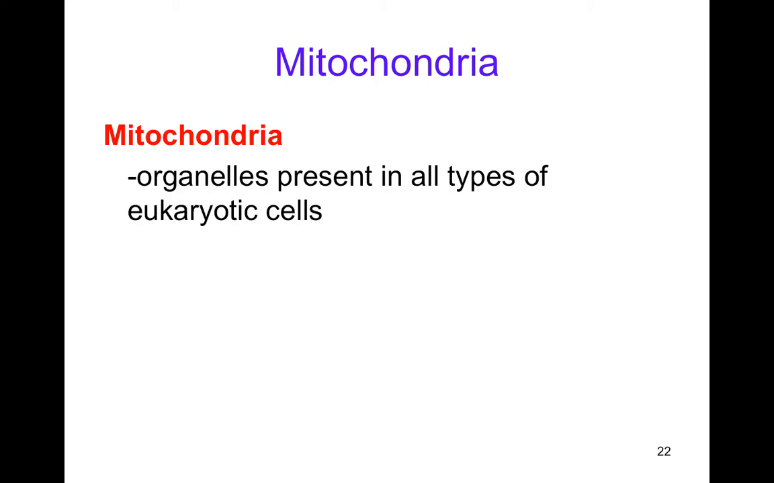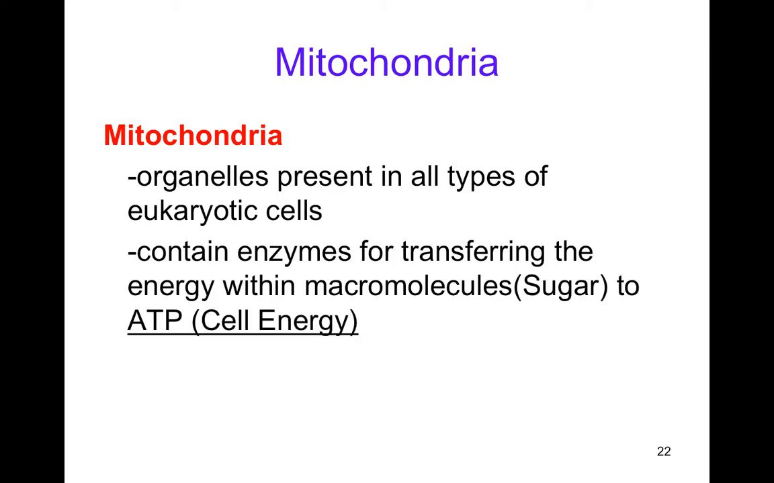All right, next organelle is the mitochondria. Sometimes it's referred to as the mitochondrion if it's singular. They both mean the same thing. So mitochondria are basically the organelle that makes energy using sugars. It makes cell energy in the form of what's called ATP. It's present in all eukaryotic cells. It contains an enzyme for transferring the energy from within macromolecules like sugar to ATP. So basically it's able to take sugar in and make ATP, which is cell energy.